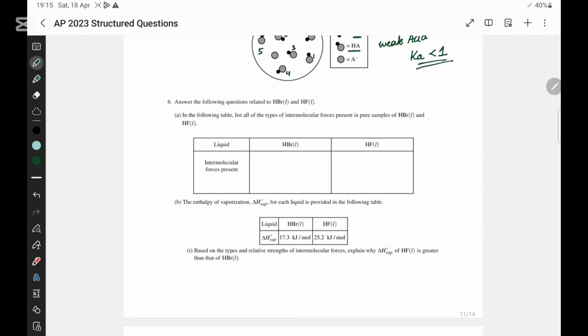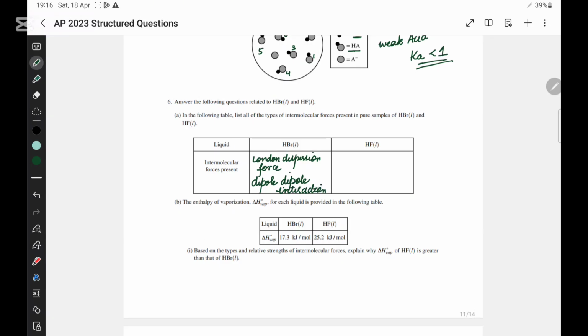So they are saying in the following table, list all the types of intermolecular force present in a pure sample of HBr and HF. HBr has two types of forces, that is London dispersion forces, and as you know it's a polar molecule, so it also has dipole-dipole interaction, because bromine is more electronegative than hydrogen, so dipole-dipole interaction as well.